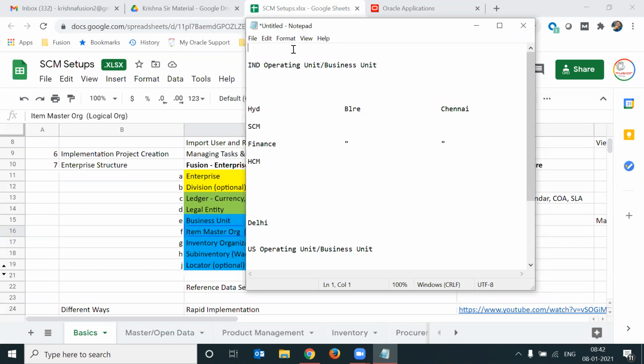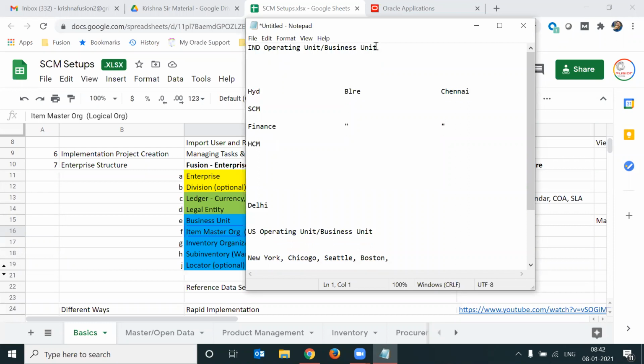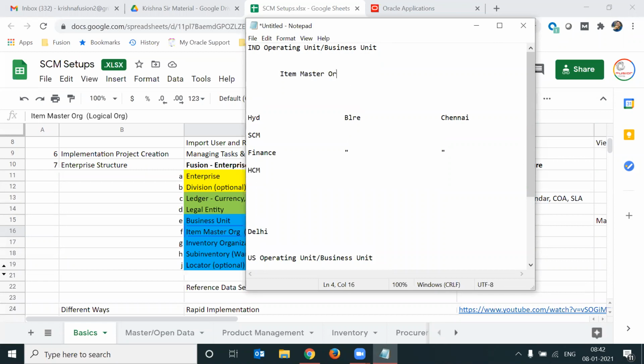So to achieve that, what we do is we create a logical org. A logical org is nothing but something that exists in the system. Hyderabad inventory, Bangalore, or Chennai are physical locations. My institute or my branch is available in Hyderabad, Bangalore, and Chennai. It's a physical location. Whereas the item master organization is logical. It won't exist physically. It logically exists in the system.